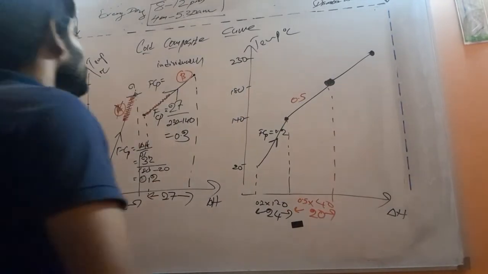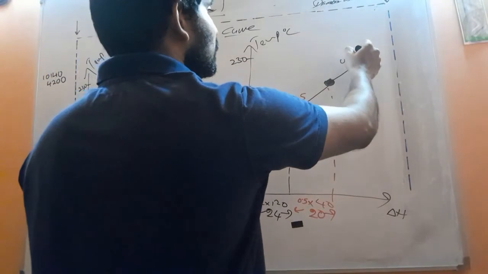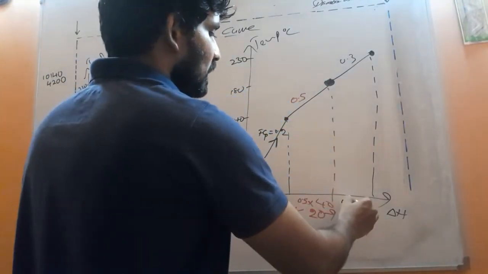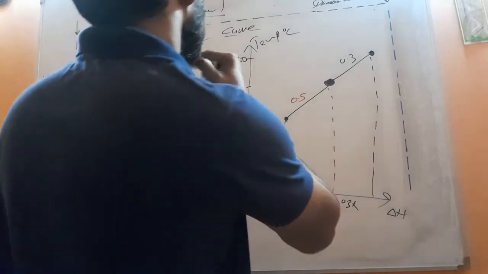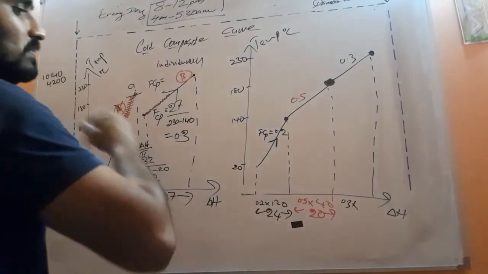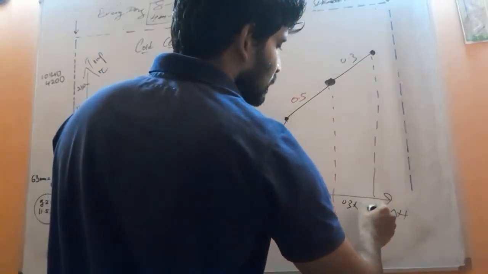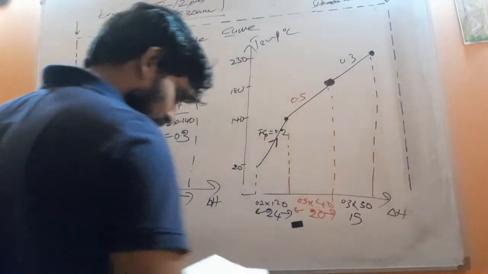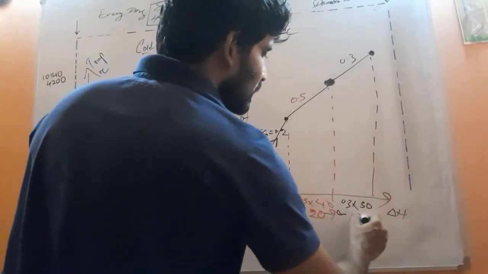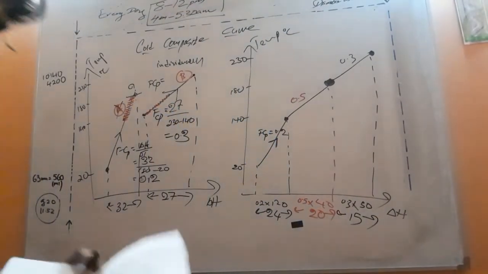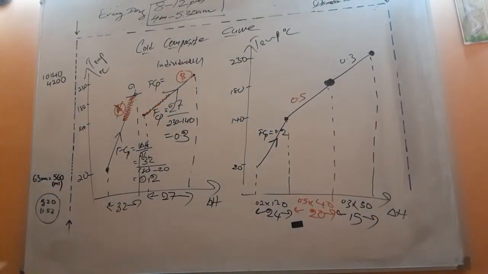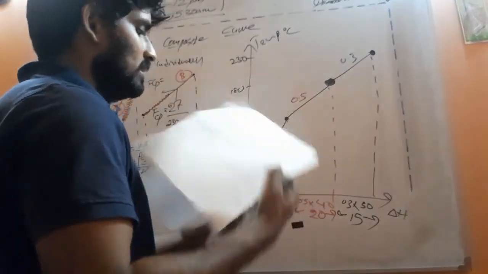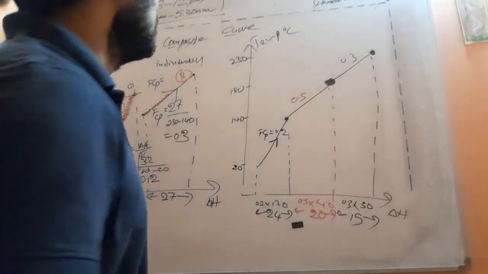So what is the FCP value? 0.3, right? So 0.3 multiplied by the temperature difference from 180 to 230, it is 50, right? So this is 15. Delta H is 15, right? So I think now the cold composite curve is completed. So what is the next target? Is the pinch diagram, right?